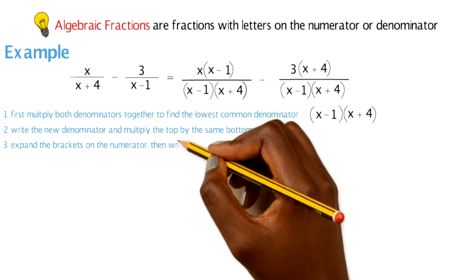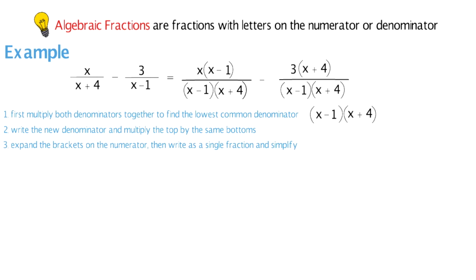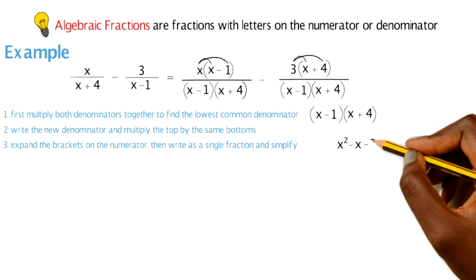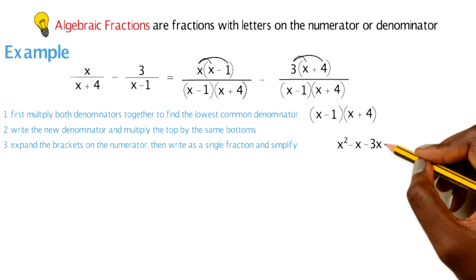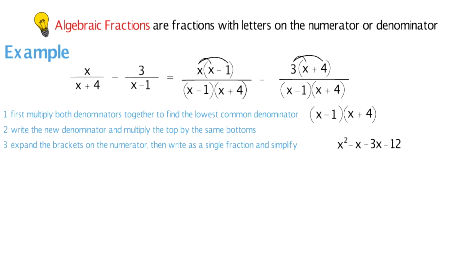Then the next step is you want to expand the brackets of the numerator and write it all together as a single fraction. So I'll put a video in the link below of expanding linear equations. So that's going to be x squared minus x for the first expansion. And the second expansion, because it's technically minus 3 multiplied by x plus 4, you're going to end up with minus 3x minus 12. Don't forget if you've got a minus in front, as that can make a big difference to your final answer. And again, that's going to be all over the same denominator of the x minus 1 multiplied by the x plus 4.